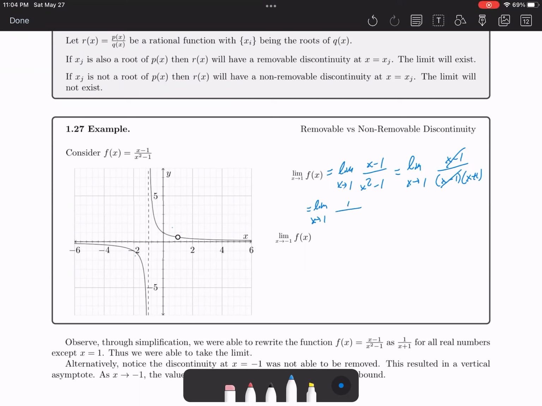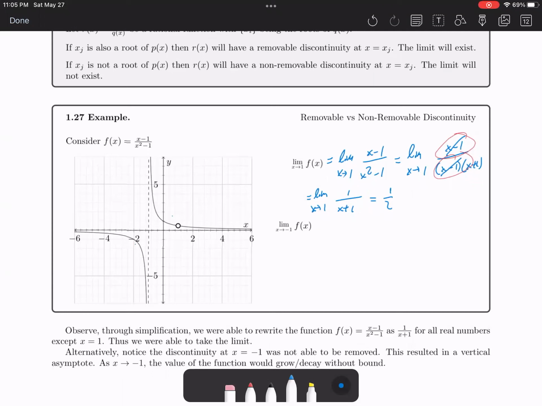This now becomes just 1 over (x + 1). And from direct substitution, when x gets sent to 1, you have 1 plus 1 in your denominator. The limit is equal to 1/2. Right, so that y value right there is 1/2. The function does not exist there because if x was equal to 1, you would be dividing by 0, which is not allowed. But the limit does exist because we were able to remove the discontinuity, right, through that cancellation.